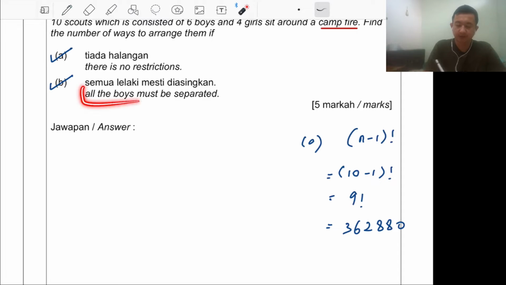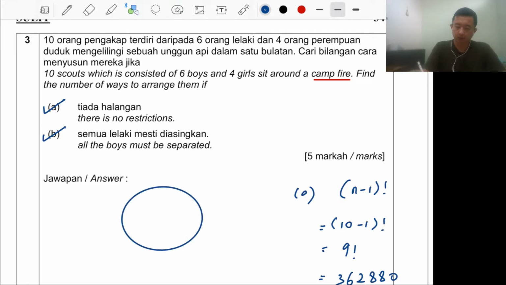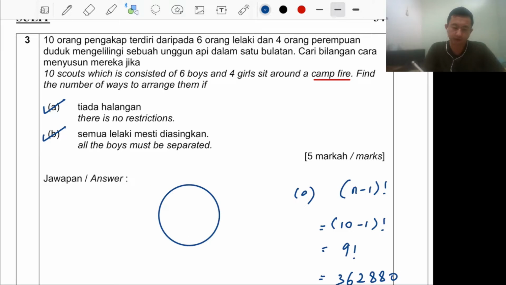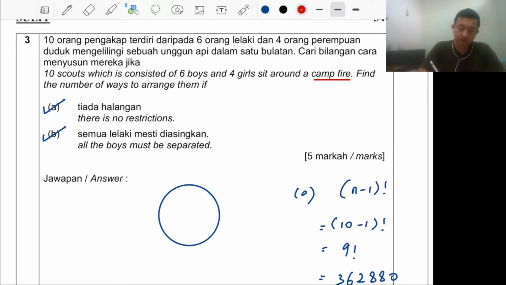All the boys must be separated. 6 boys, 4 girls. Is there something wrong with the question? Because I don't think it's possible. Let's say I have 4 girls here, girls, girls, girls, girls. If all the boys must be separated, I can put a boy here, here, here, and here.